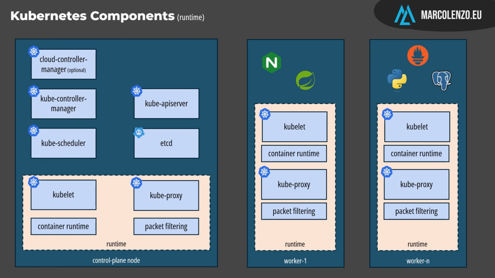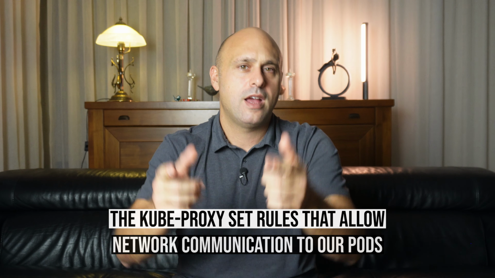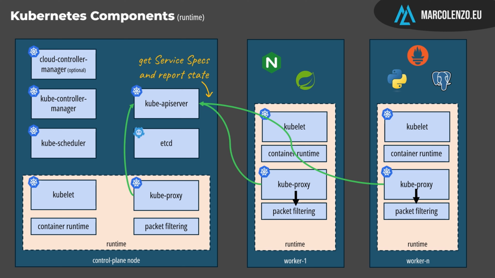The remaining runtime component is the kube-proxy, which implements the service concept by maintaining the network rules on nodes. These rules allow network communication to our pods from within and outside the cluster. If there's a packet filtering layer in our OS, it works by configuring it. If not, it routes the traffic itself. I won't add more on this because the Kubernetes networking is extremely complex and would require a video on its own. That's all. Now you know exactly how Kubernetes works.